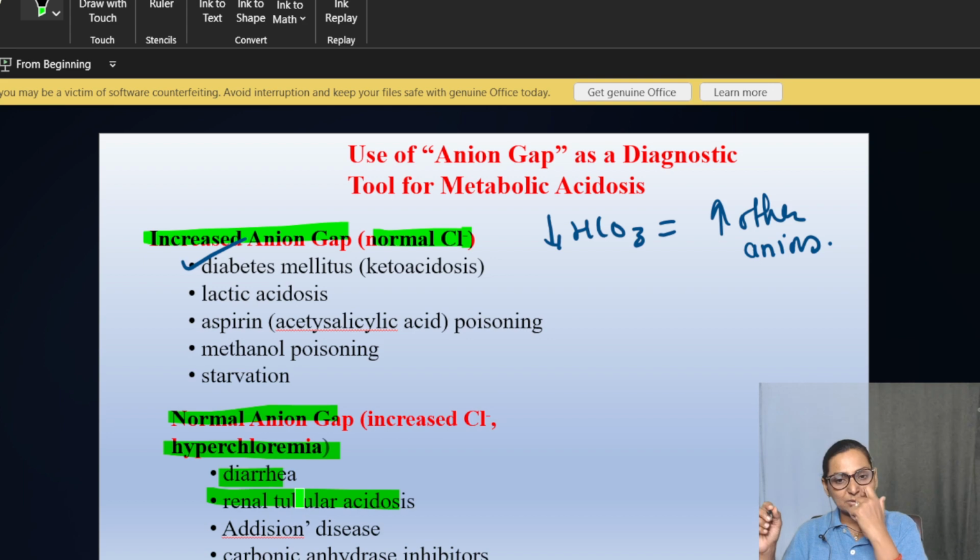You get this question in a very difficult form. Sometimes you are just asked to calculate the anion gap, but sometimes you may be asked to calculate the anion gap and to diagnose whether it is normochloremic or hyperchloremic, right? So this is a very important question, acid base balance, for any exam you're going to give.